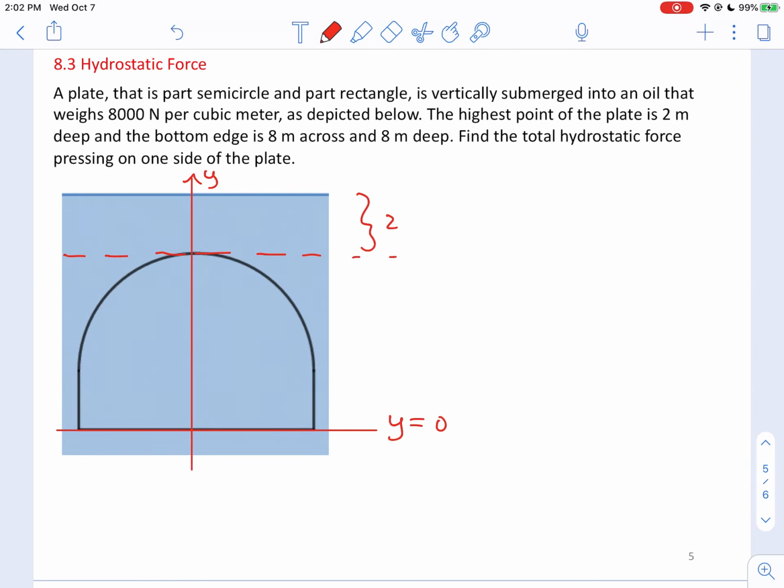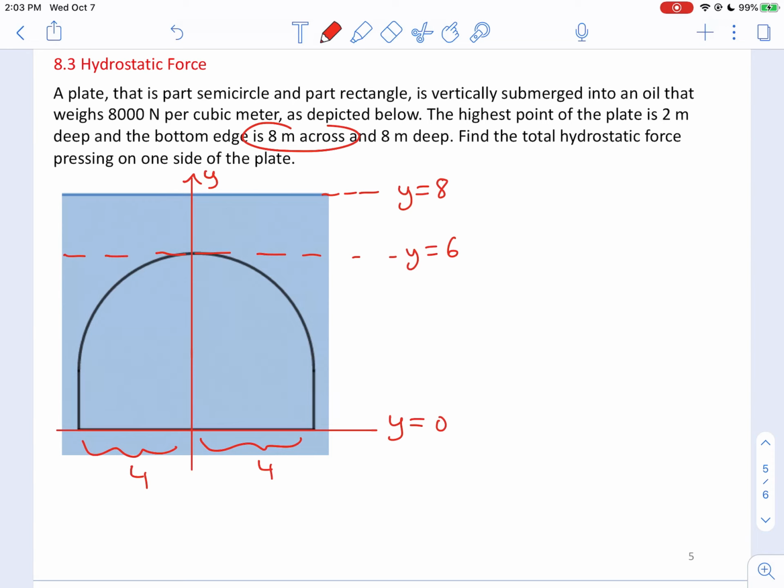The bottom edge is 8 meters across and 8 meters deep. Okay, so that tells me y equals 8 is the top of the water, which means y equals 6 is at the top of the plate. It says the bottom of the edge is 8 meters across. So that tells me that's 4 and that's 4.